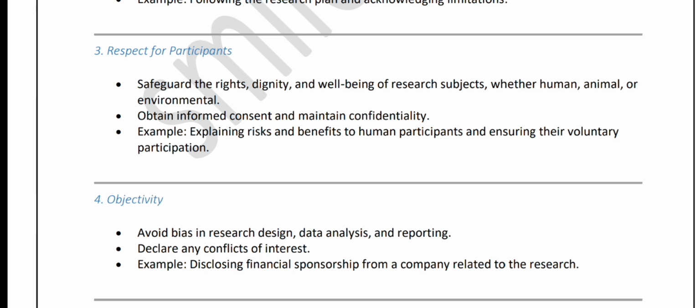Declare any conflicts of interest. So first you have to declare any conflicts in your mind. First you have to declare that, the conflicts of interest. Example: disclosing a financial sponsorship from your company related to research.